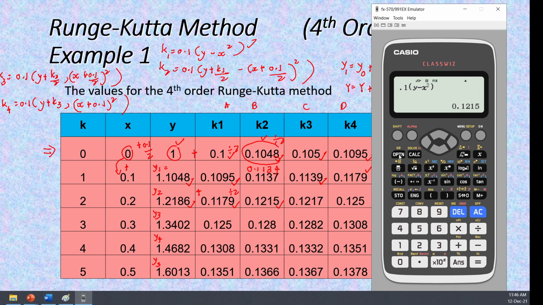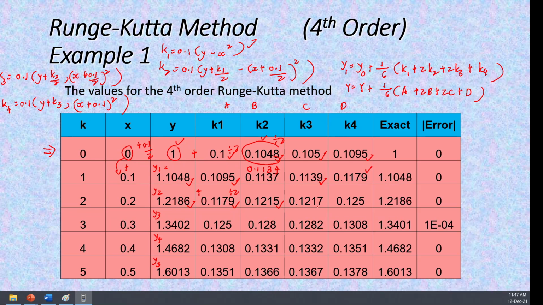Then calculate again. For K3, Y is Y2 plus K2 divided by 2, which is 1.2186 plus K2, 0.1215, divided by 2. For K3, take the same X as K2, which is 0.25, so you just keep it. So you get 0.1217.